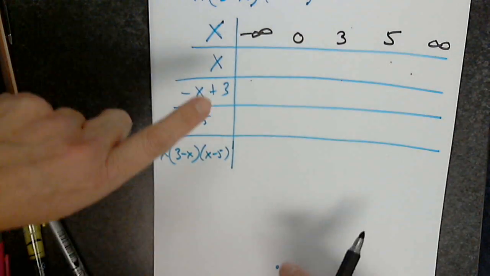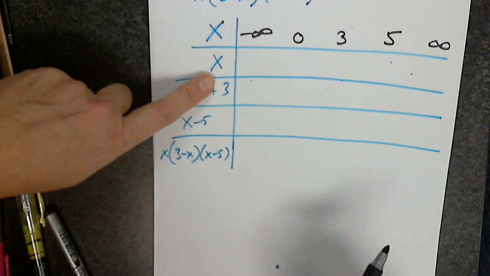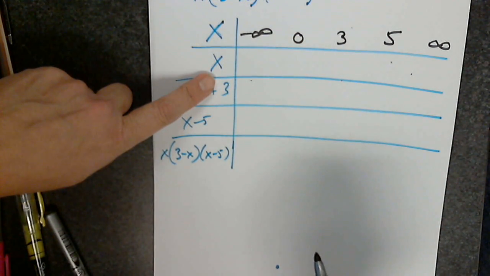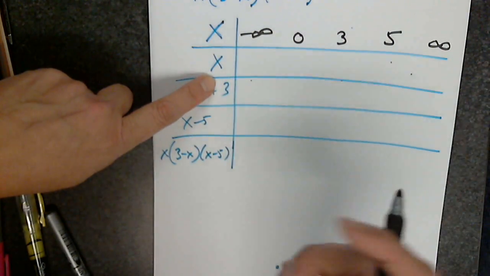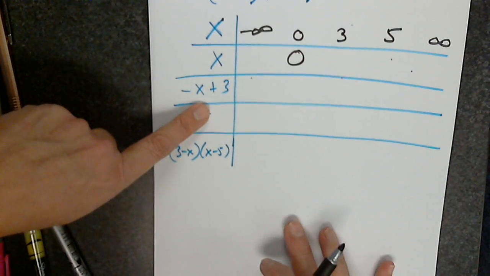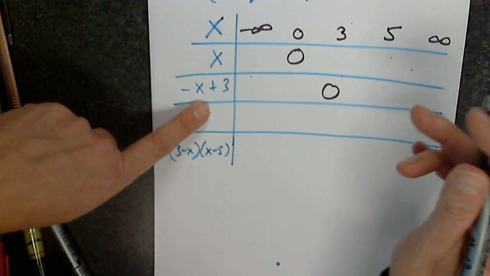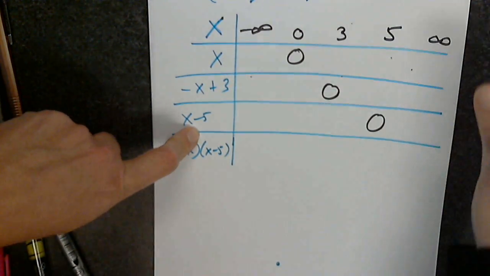Very good. X has a 0 under which number? This row has a 0 under 0, correct, of course. This row has a 0 under 3, and this row has a 0 under 5. Good.